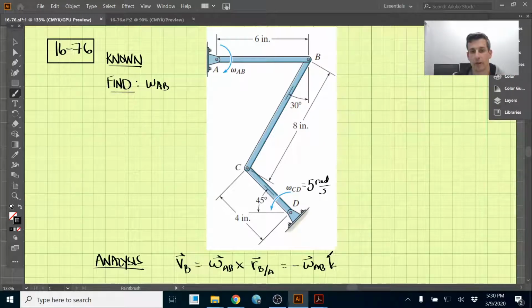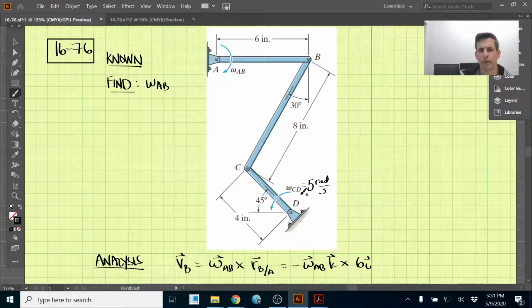in the k direction, cross with this vector from B to A, or I'm sorry, from A to B, and that is just 6 inches in the i direction, cross 6i here. Okay, so we have that equation set up. We don't know the velocity of B, and we don't know omega AB, so we're going to keep going.